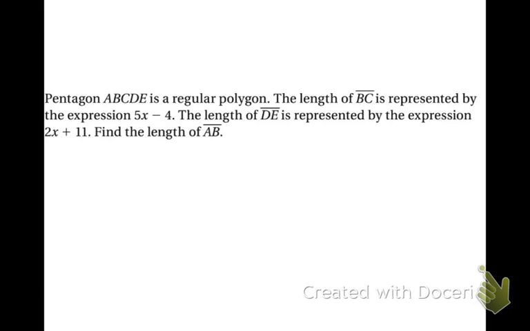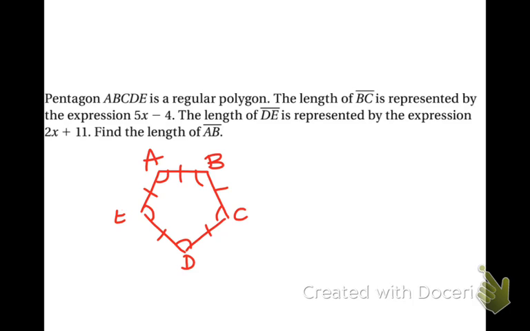All right, and then the last type of problem here that you're going to see on your homework is something similar to this. I have a pentagon. I'm going to quickly make myself a pentagon. 1, 2, 3, 4, 5. It is regular, so what does that mean? All the sides are the same and all the angles are the same. Good. I'm going to name it A, B, C, D, E.